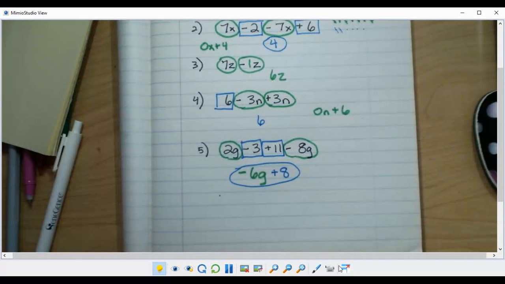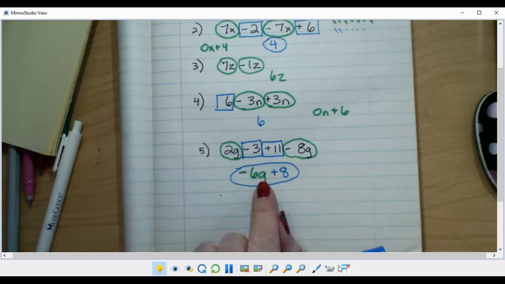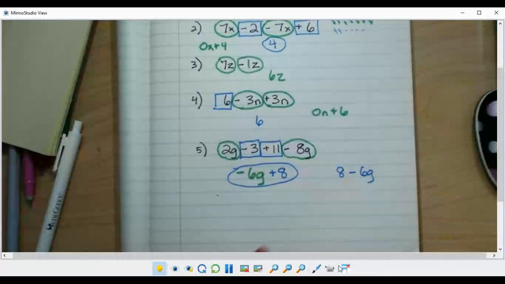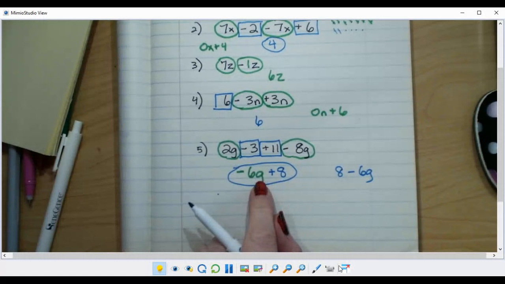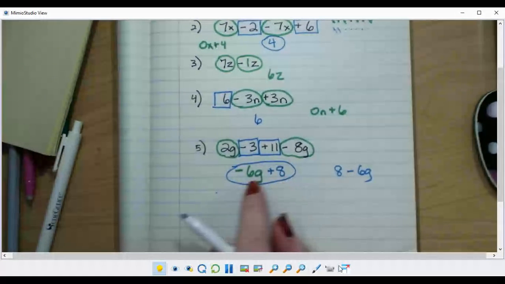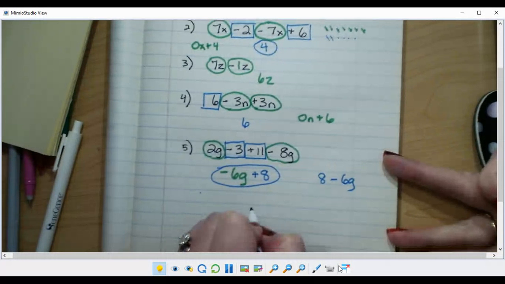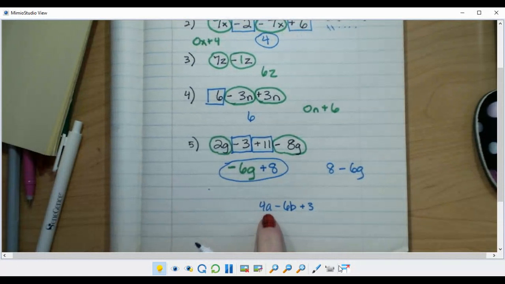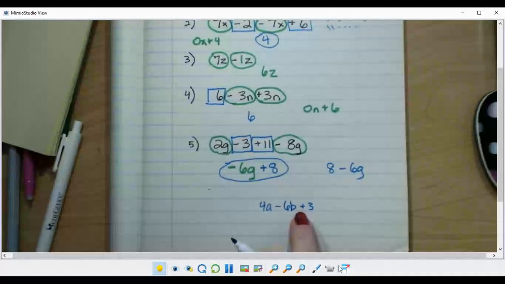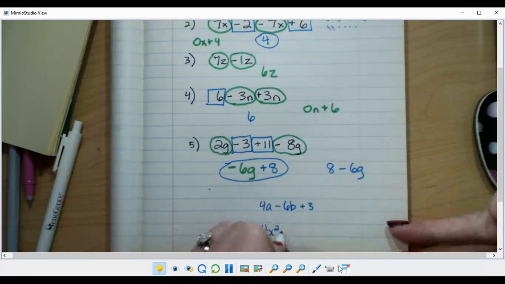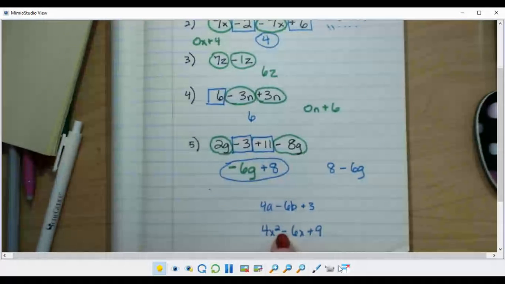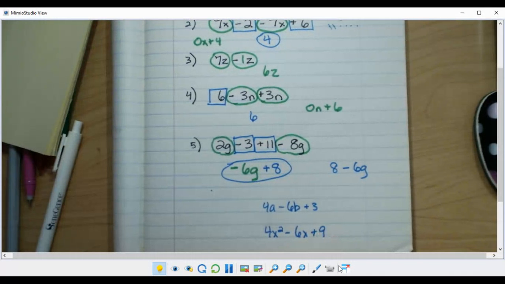Now, a couple other things about this. Often, it's not required, but often the thing with the variable will come first. If someone were to write 8 minus 6g, that's actually an equivalent expression. But usually, we put the letter thing first and the constants after it. If you had more than one letter, like let's say you had 4a minus 6b plus 3, usually they go in alphabetical order. Also, if you've got exponents, let's say 4x squared minus 6x plus 9, usually the exponents go in decreasing order. So this is 2, this is 1, and then this doesn't have any at all.